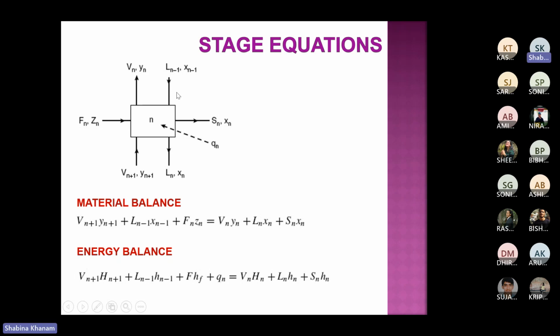So again, the envelope we will draw, and for that envelope the inlets should be this, and this. Okay, four inlets are there with respective enthalpies, and three exits. This one, and this one.